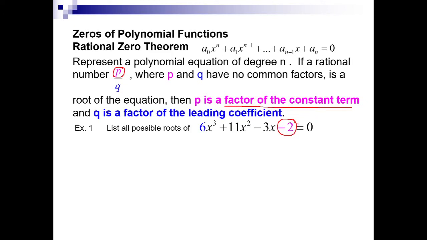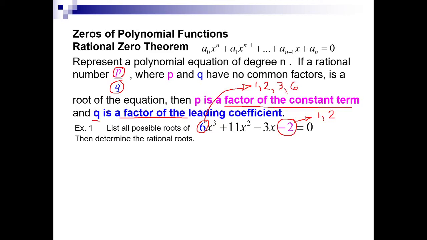Now, this is my question, section Ruby. What are the factors of 2? 1 and 2. So 1 is a factor of 2, 2 is a factor of 2. What about 6? 6 here is the leading coefficient. That's your q. And q is a factor of the leading coefficient. Now, what are the factors of 6? 1, 2, 3, and 6. Correct. 1, 2, 3, and 6.